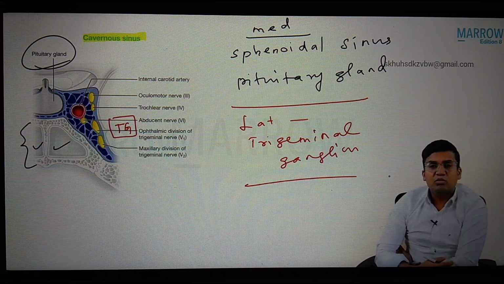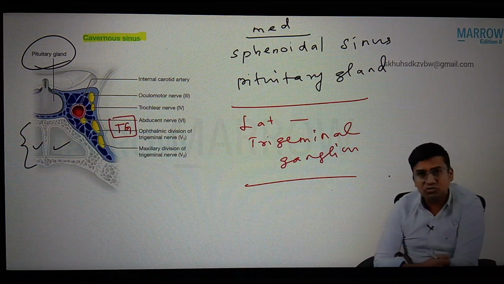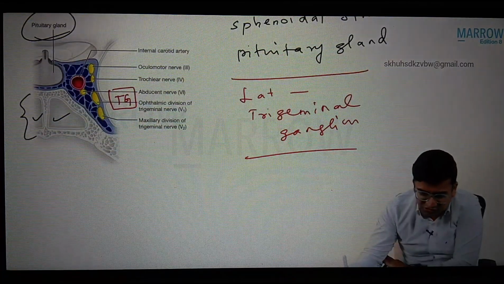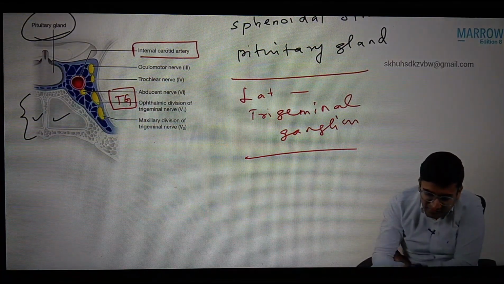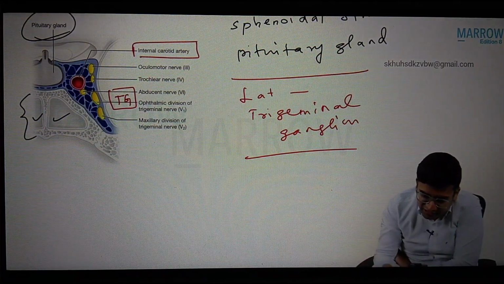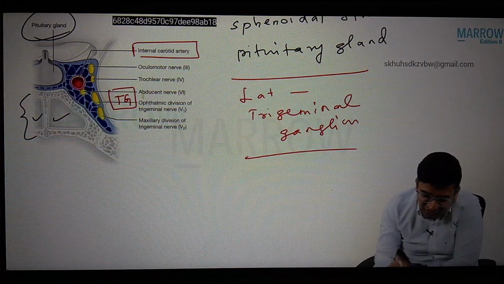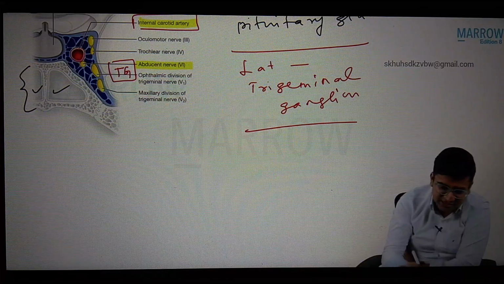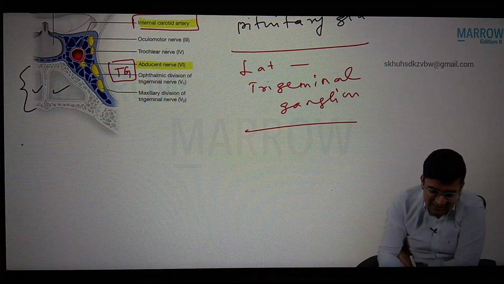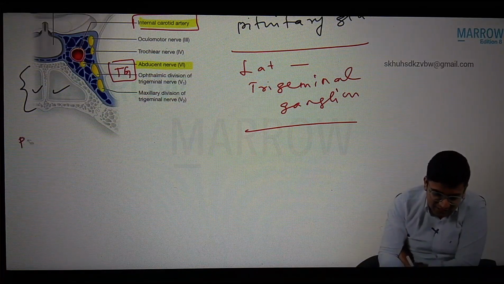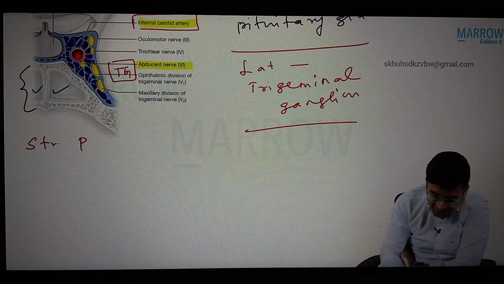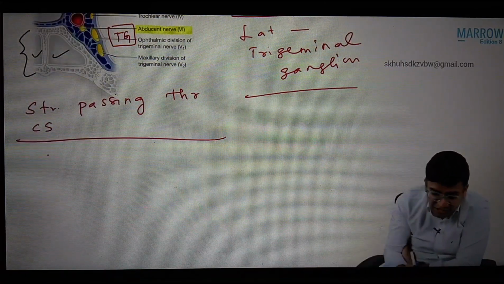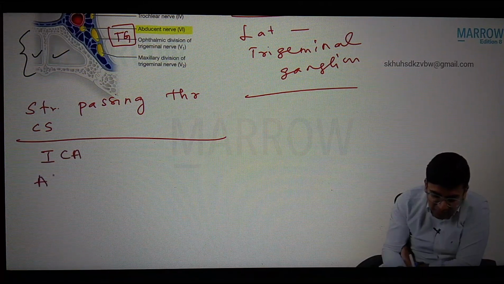Okay. Now, what are the structures passing through the cavernous sinus? We have 2 structures passing through the cavernous sinus. What are those? Our internal carotid artery, and below and lateral to the internal carotid artery, we are seeing the 6th nerve. Which nerve? Abducent nerve. So the 2 structures passing through the cavernous sinus are the internal carotid artery and the abducent nerve.